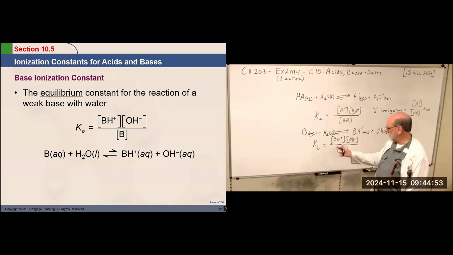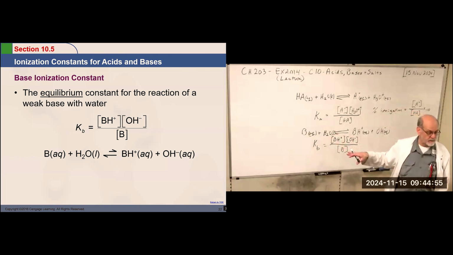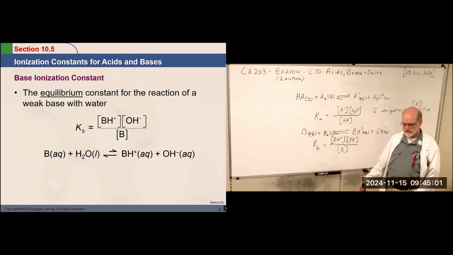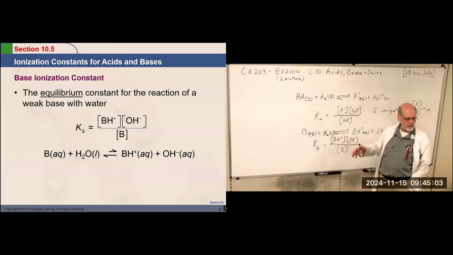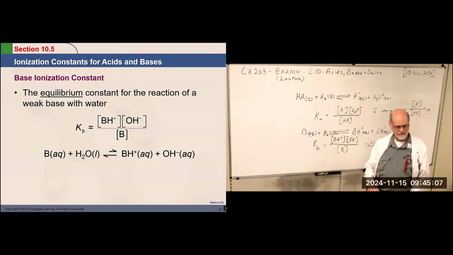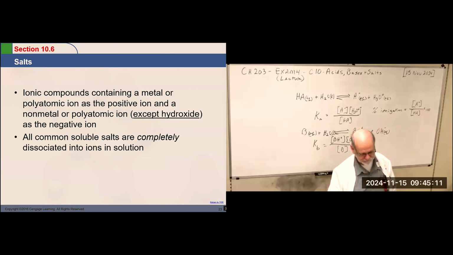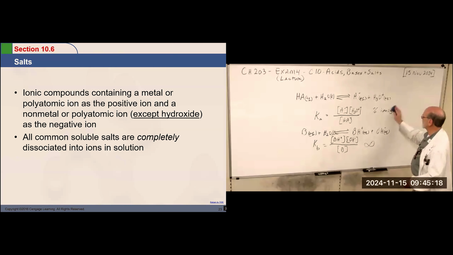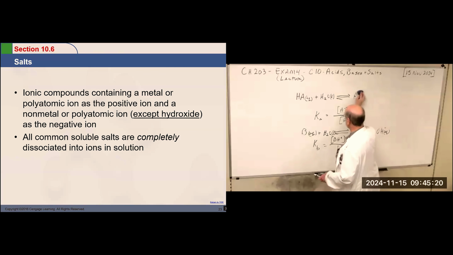Now, we could write this for a strong base, but it wouldn't mean much, right? Because it'd actually be infinity. This would be so small, this would be so large. It would essentially be like that. Same thing for the acid. All right. So that's your introduction to acids and bases.